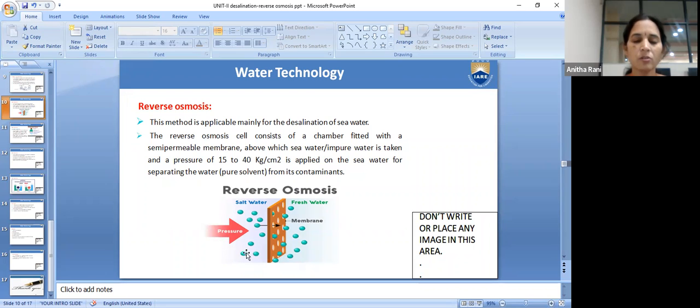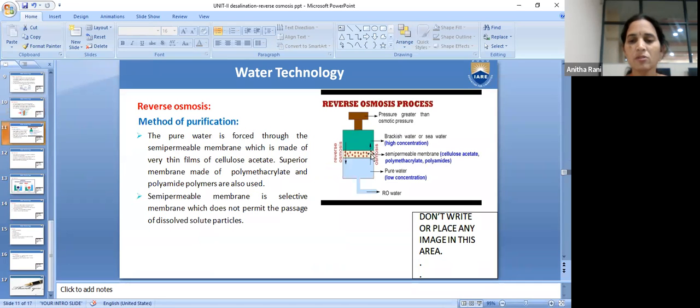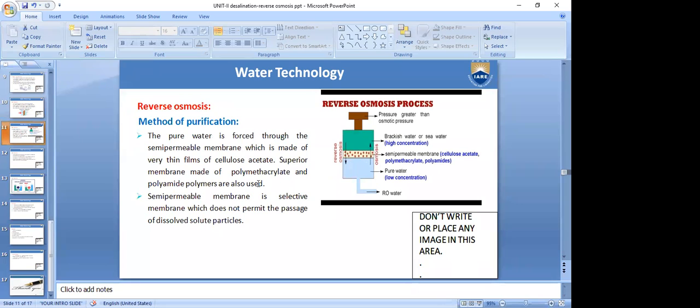All the solute particles present in the salt water will remain in the upper chamber, and only the flow of solvent takes place through the semi-permeable membrane, where we get the pure water. That pure water we will use for domestic purposes and industrial purposes.